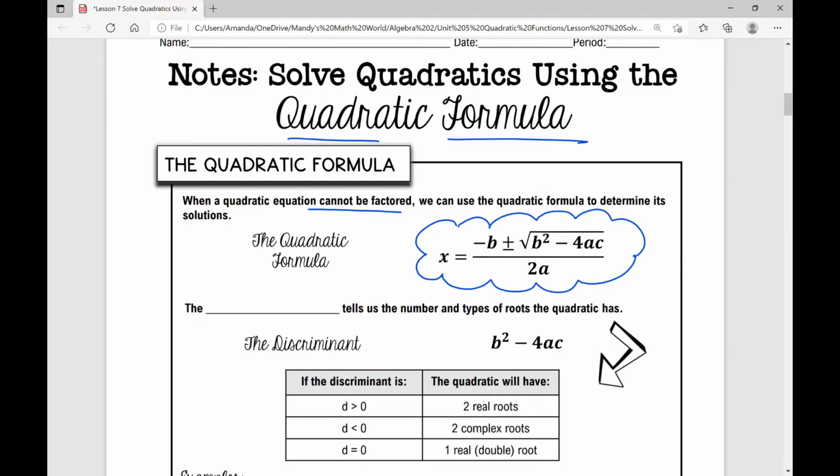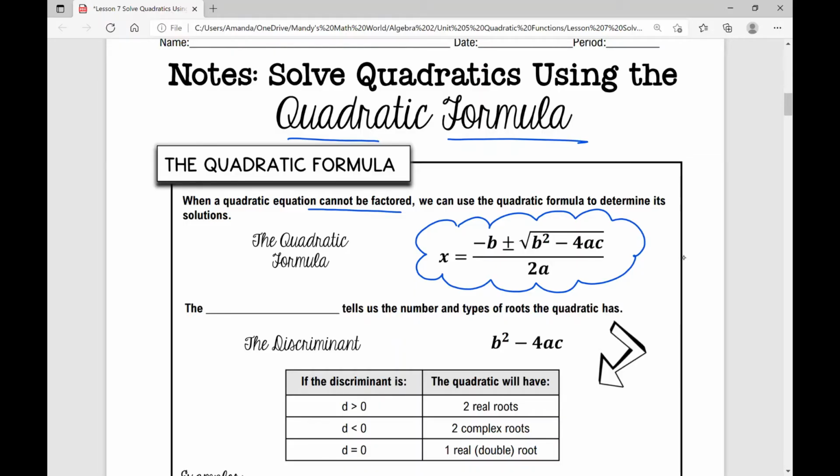Now, you don't necessarily have to memorize it. It's usually on every formula chart I've ever seen for any test. But that helped me memorize the quadratic formula. X equals the opposite of b plus or minus the square root of b squared minus 4ac all over 2a. So that's the quadratic formula.